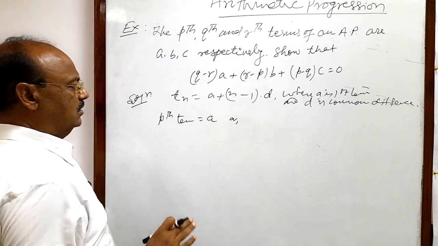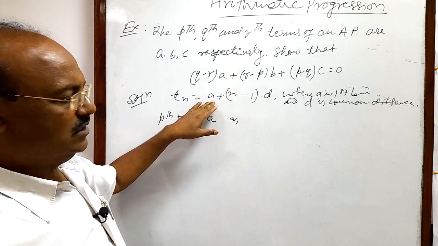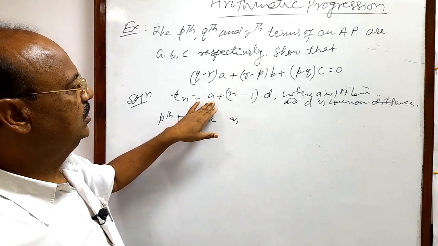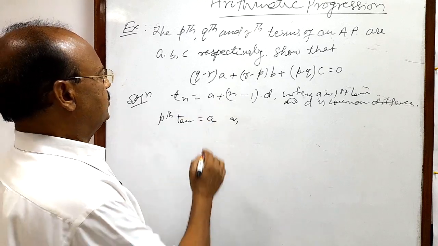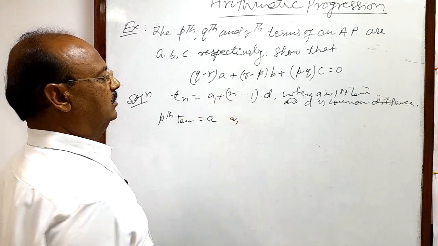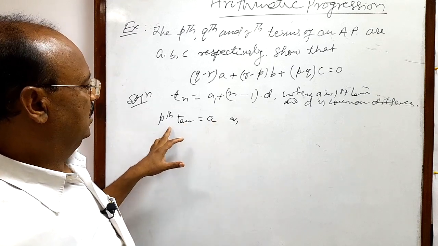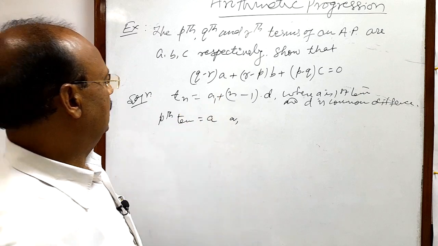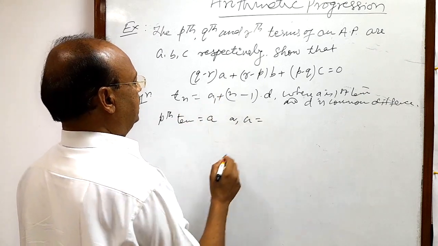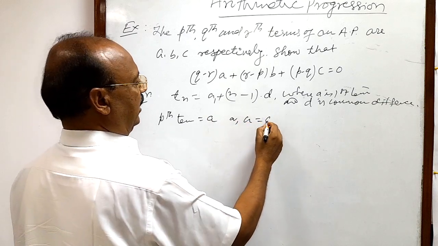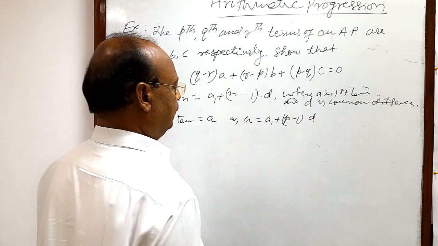With the help of this formula we can write the pth term. Of course, here the pth term is a and you are using the first term as a, so it is better to use another letter for the first term. Let us write the first term as a1, correct. So the pth term is a, and by this formula, a can be written as a1 plus p minus 1 into d.